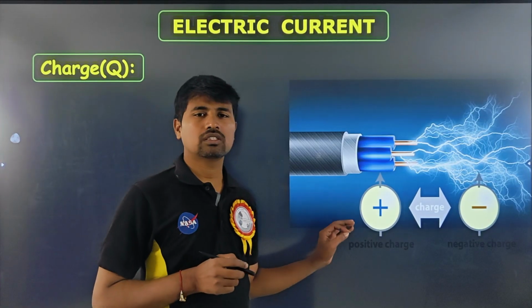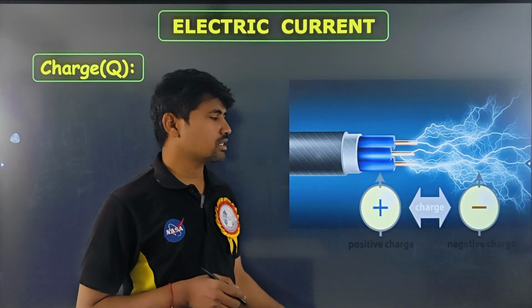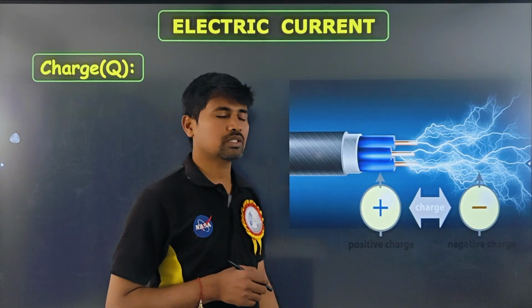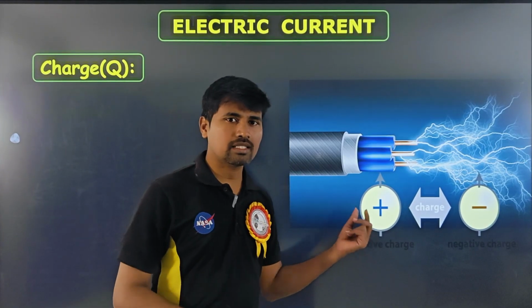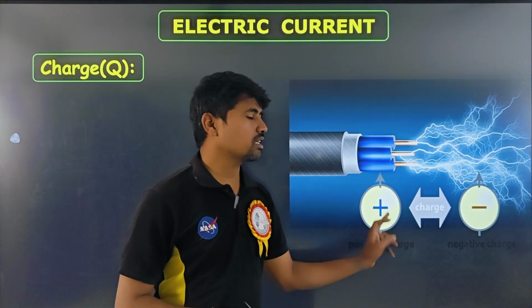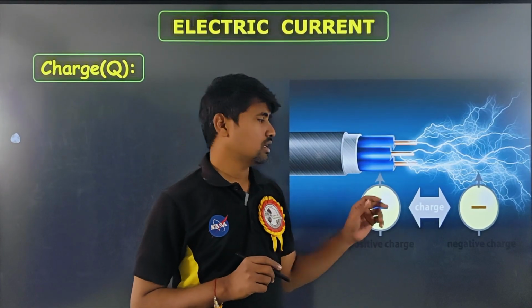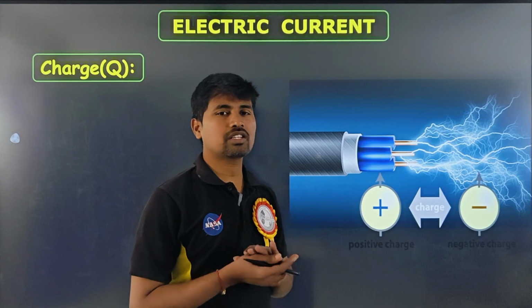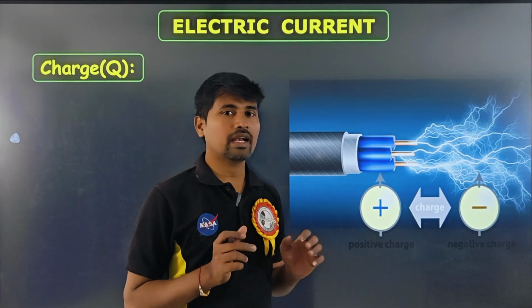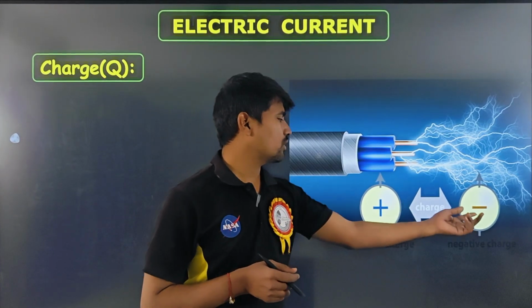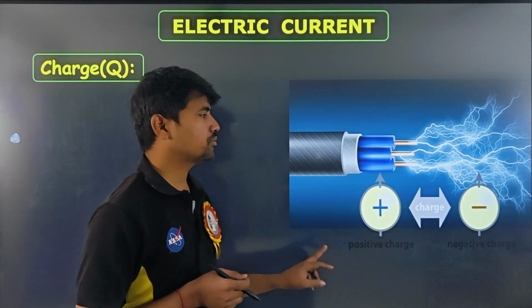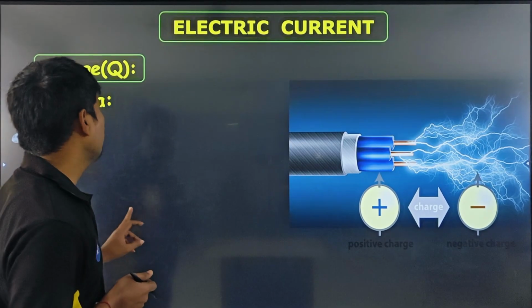Here we have two types of charges: one is positive charge, one is negative charge. Same charges are called like charges, and different charges are called unlike charges. Like means same, unlike means different. Like charges repel each other. Unlike charges attract each other. One positive charge and one negative charge attract each other. So that is the information about it.